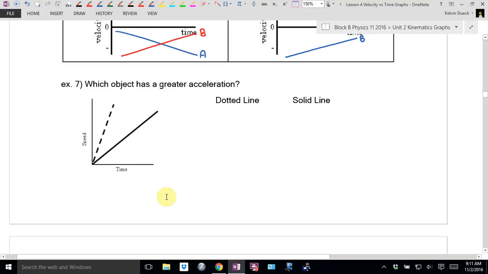Solid line. Or dotted line. I've heard both answers. The good news is one of you is right. Because when I say acceleration on a velocity or speed versus time graph, what am I really talking about? I'm looking for a word that begins with the letter S and rhymes with Pope. Steeper slope, bigger acceleration.